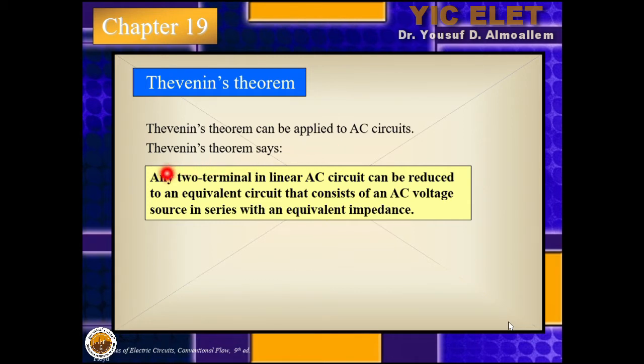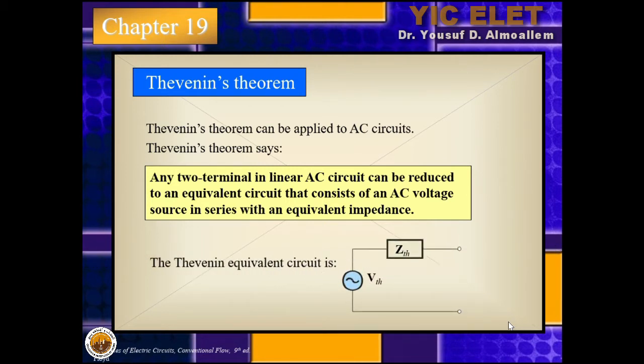The Thevenin theorem says the following: any two-terminal linear AC circuit can be reduced to an equivalent circuit that consists of an AC voltage source in series with an equivalent impedance. So if you do have any circuit, you could replace this circuit with its equivalent. And what is this equivalent? It's two components. The first one is an AC voltage source, the second one is an impedance, and both are connected in series.